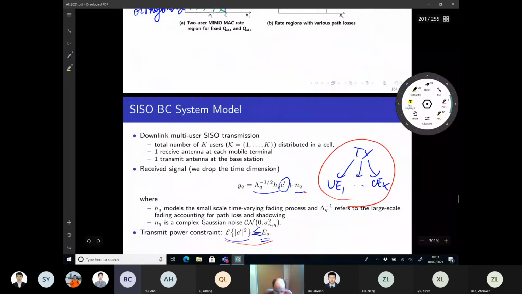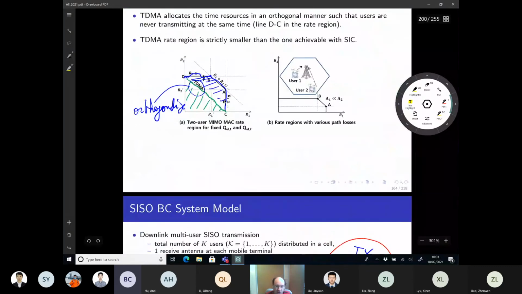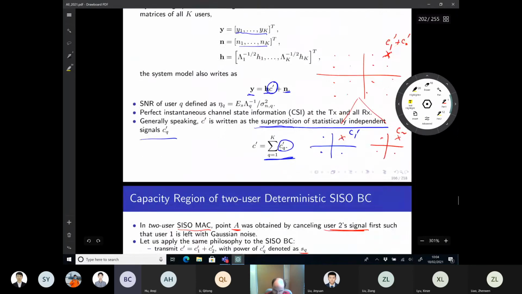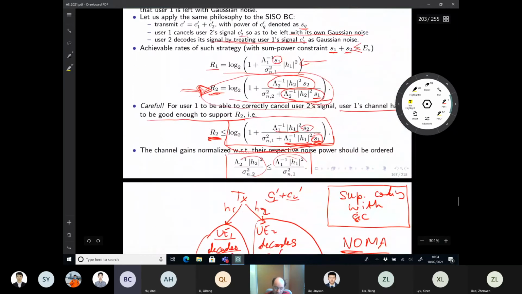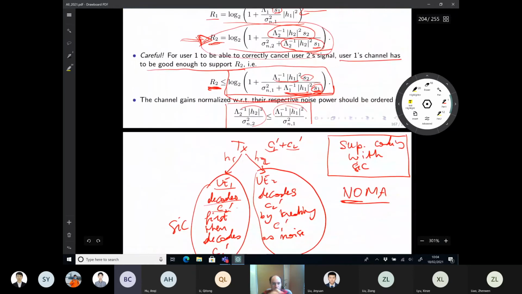So the TDMA and the FDMA I mentioned here are actually instances of orthogonal multiple access. You transmit on orthogonal resources. Here you transmit in a non-orthogonal manner. So you superimpose the messages and then you cancel the interference that this superposition has created.